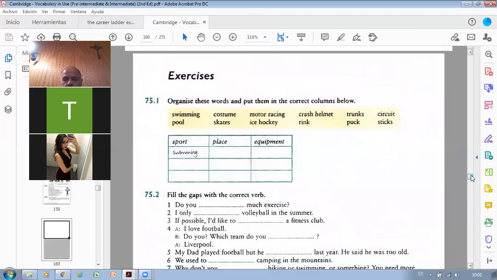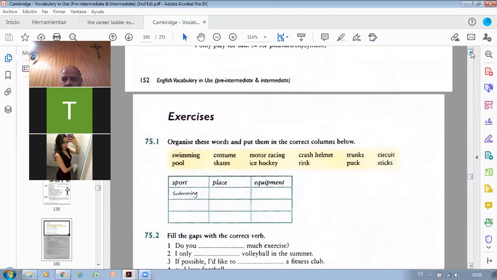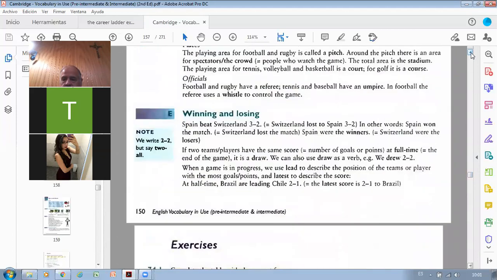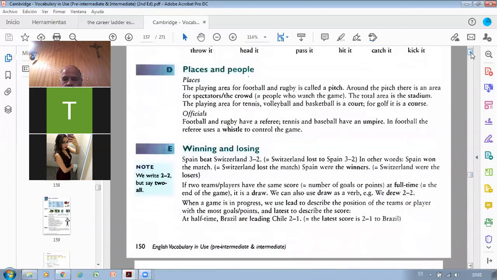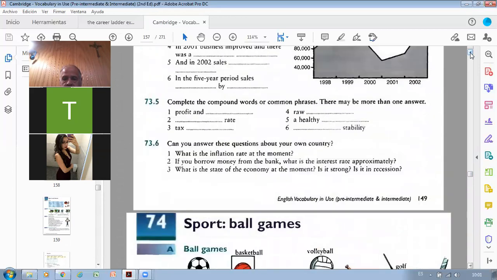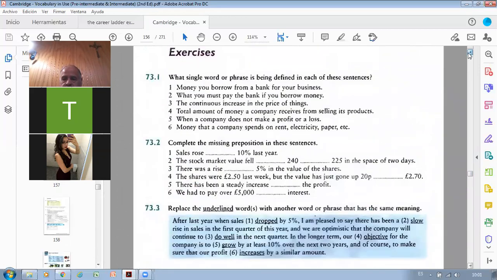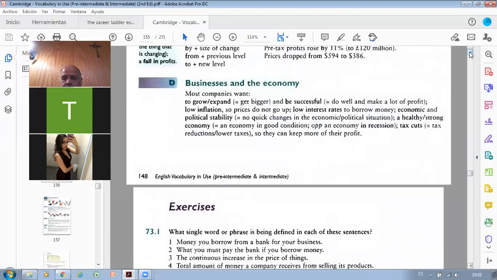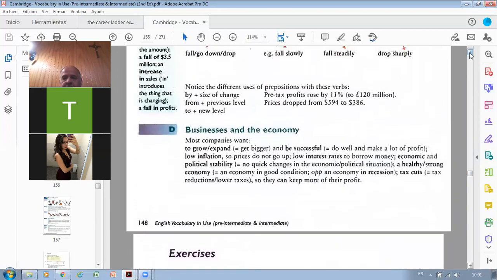Oops, I moved in here, no. Wait, me equivoqué aquí. I have to go back. Here it is, no. This is kind of difficult.